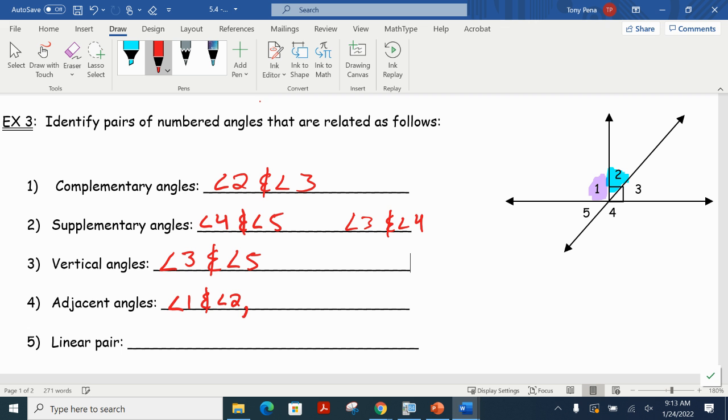I'm going to put a comma because we're going to have a bunch of these. Then I'm going to use angle 1 again. So if I go to angle 1, what other angle is angle 1 right next to? 5. So angle 1 and angle 5 would also be considered adjacent angles.